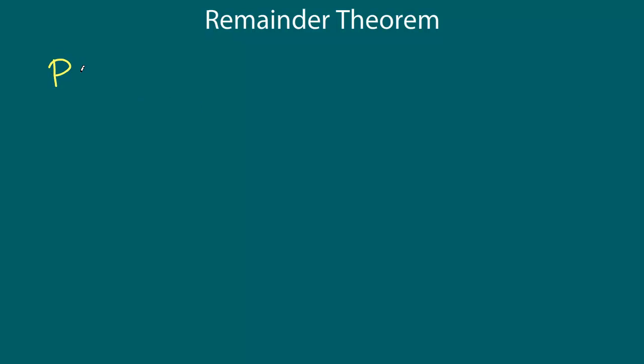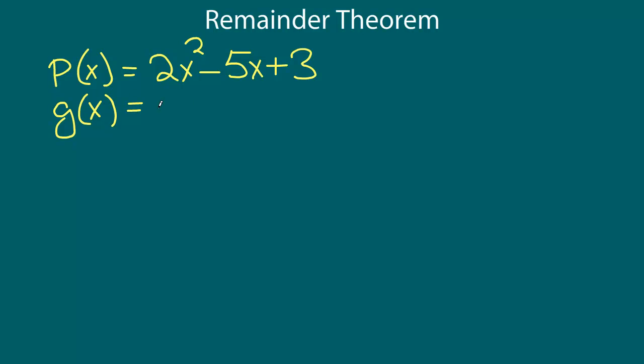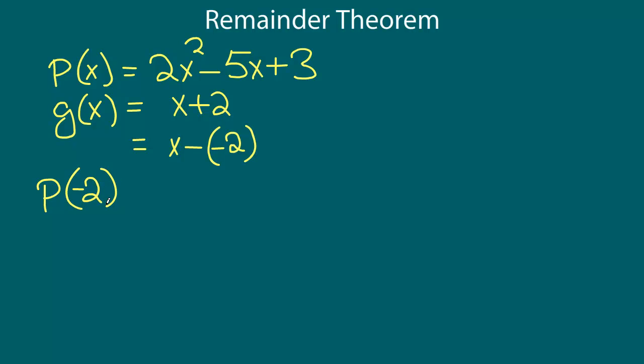This time, let's say our p(x) is equal to 2x squared minus 5x plus 3. So we have taken a quadratic polynomial, and let's say we want to divide this by x plus 2. And we want to find out what is the remainder. So the remainder theorem, we will actually write this as g(x) equals x minus (minus 2). So the remainder theorem is saying now if we simply find out the value of the polynomial at minus 2, that should give us the remainder. So let's find out what that value will be.